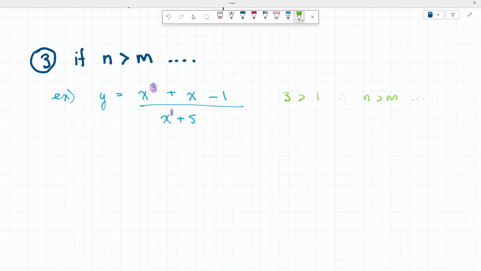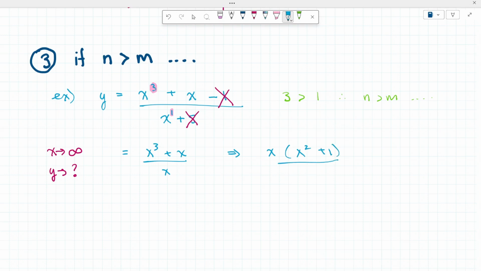What happens? Like in all our previous examples, we don't care about the constants. They're irrelevant in the eyes of infinity because we're still looking at what happens as x approaches infinity. What is y going to be approaching? So now let's simplify this expression now that we've gotten rid of our constants. We have x cubed plus x over x. Now we can factor this. If we factor out an x from the numerator, we're left with x squared plus 1, and our denominator is x. Now that we've factored out an x on the top and bottom, it can cancel out.